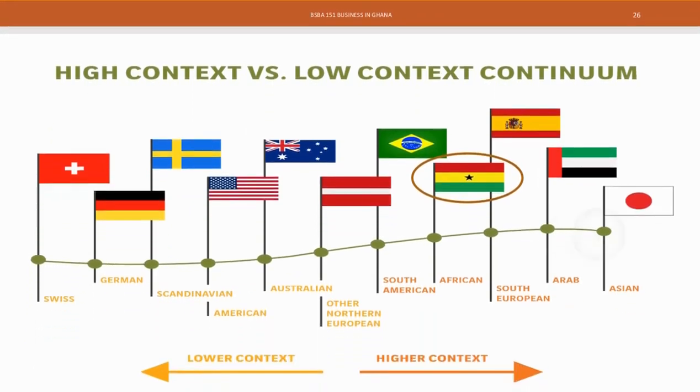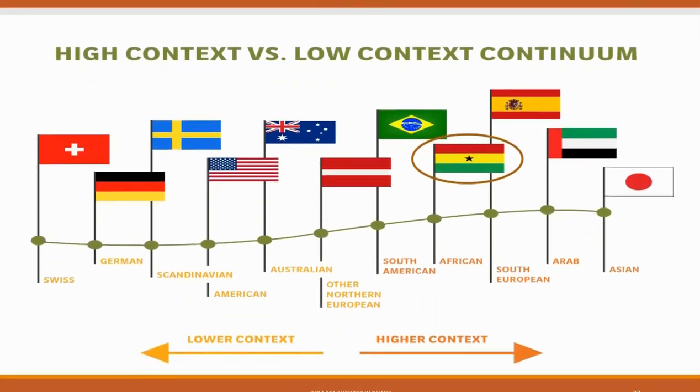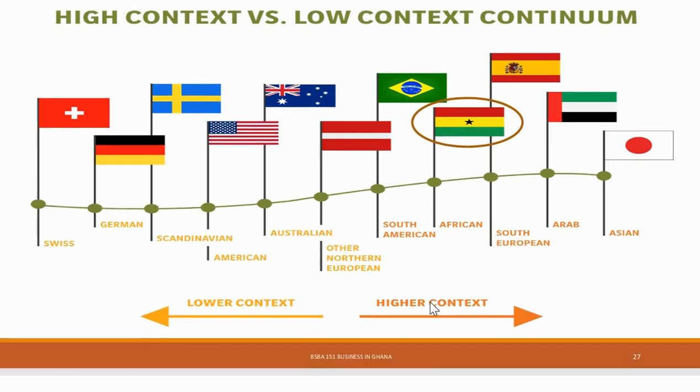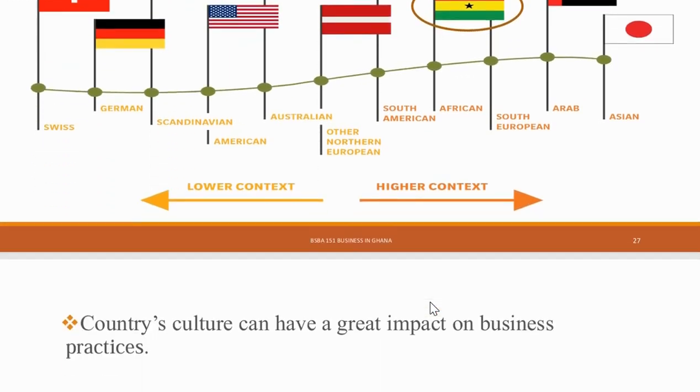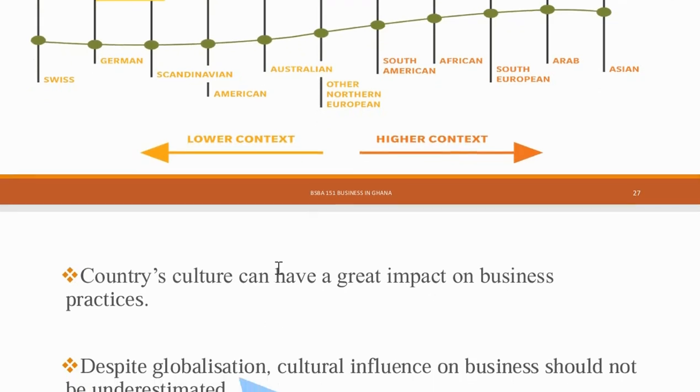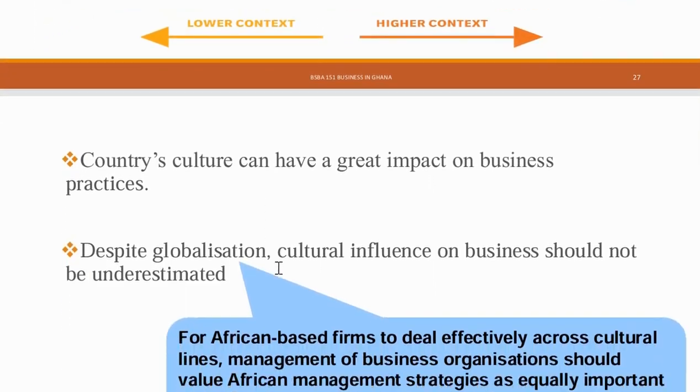Oh, it has been answered here. When you check the diagrams, you see that the US, Australia, and all kinds of European countries, Germany, Sweden, Switzerland, and the rest, are all under what? Low context, right? Then when you come to the higher context, that is where you see Ghana here. So Ghanaian society is a higher context society.